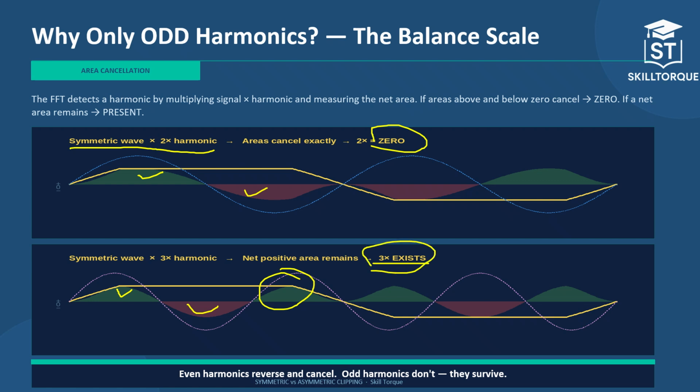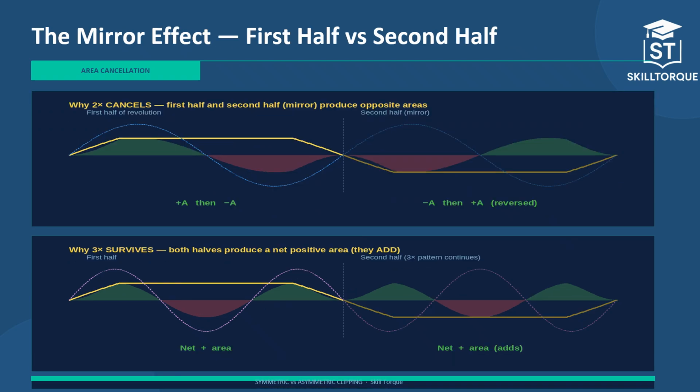Now let's test the second harmonic, or 2x, on a symmetric waveform. Let's understand how this 2x comes. The 2x harmonic completes exactly one full cycle in each half of the fundamental, or you can say two full cycles in one complete revolution of a machine. Now multiply this symmetric clipped wave, the original signal, by the second harmonic. In the first half, the product creates some positive area, and definitely some negative area as well.